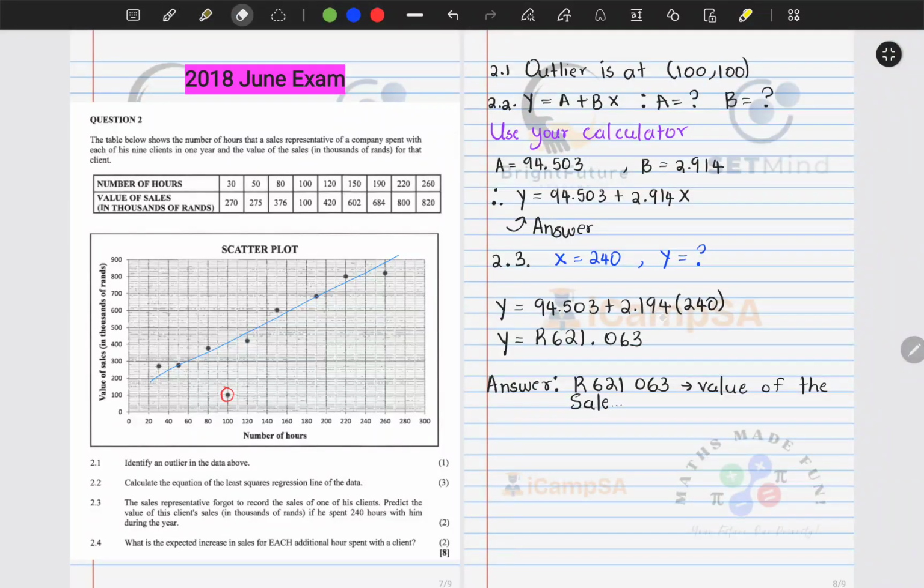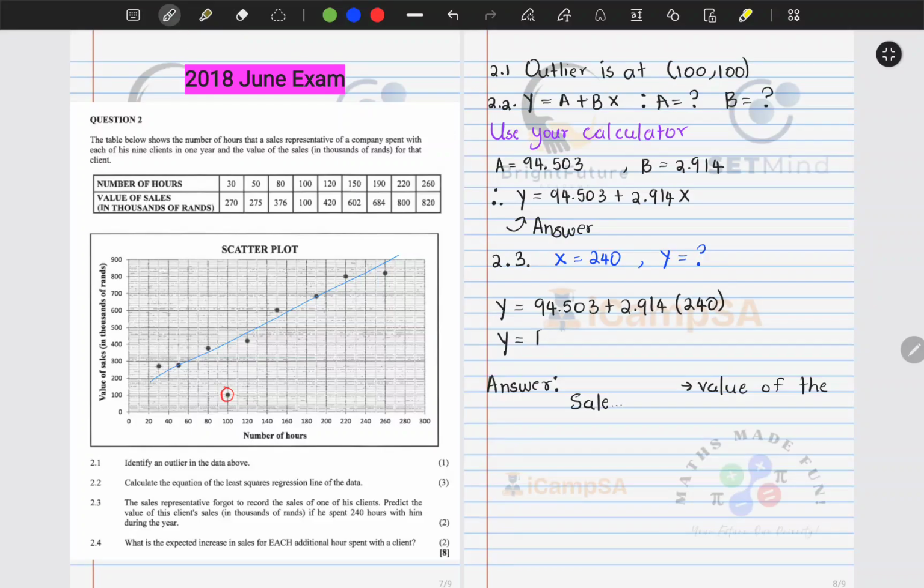So there's a mistake that I just made here, guys. I wrote 194 instead of 914. So let's quickly fix that. I wrote 149, so it's 914. So if it becomes 914, the value of the sale ends up being this here.